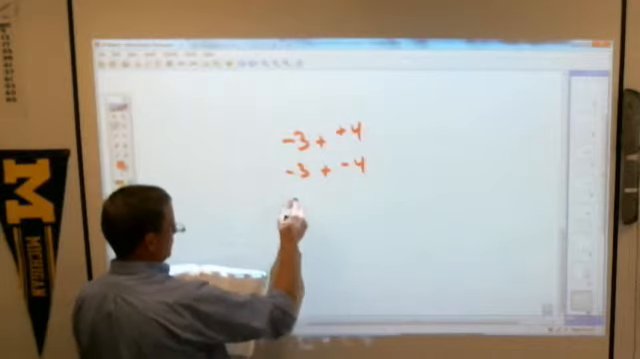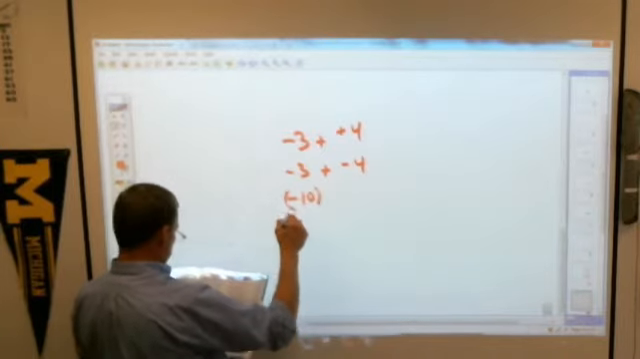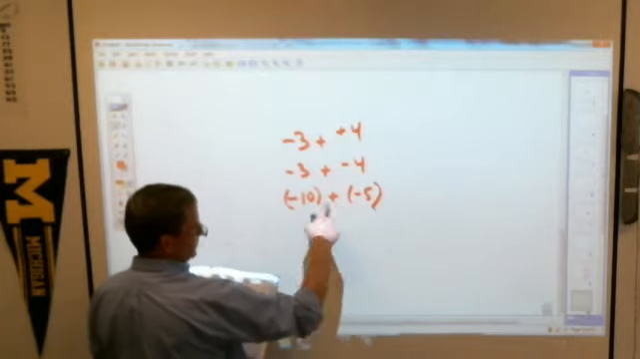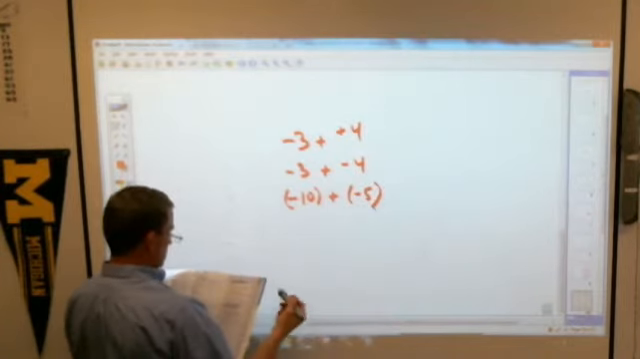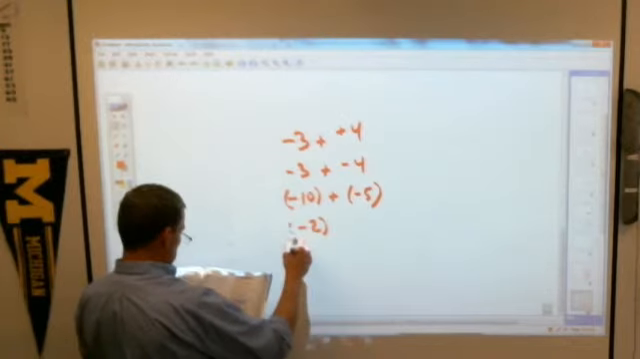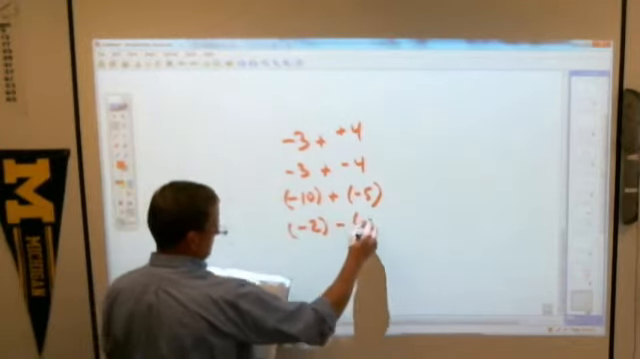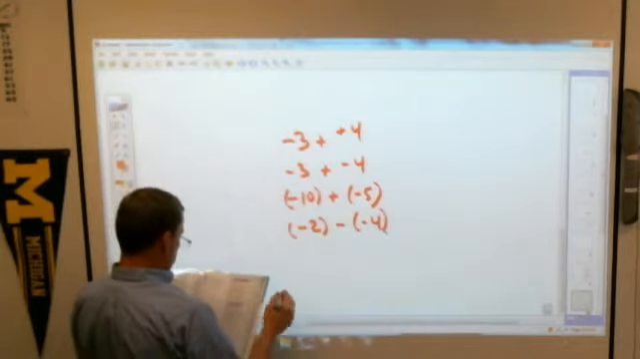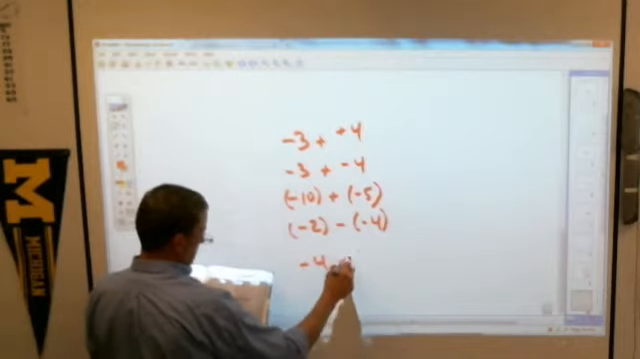Sometimes they throw parentheses in there, but parentheses don't matter. Plus a negative 5. This is the same thing as without parentheses. They just want you to get used to looking at it, I guess. And then a negative 2 minus a negative 4. I guess I should do another minus one. Negative 4 minus a positive 2.